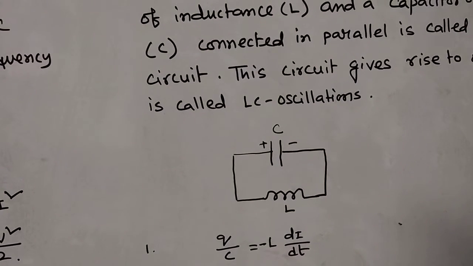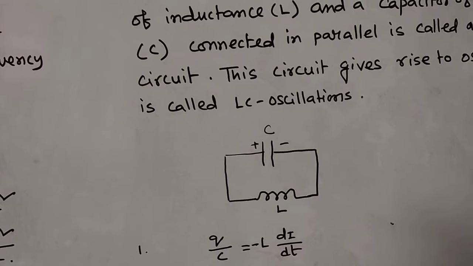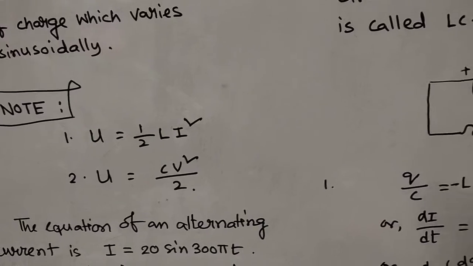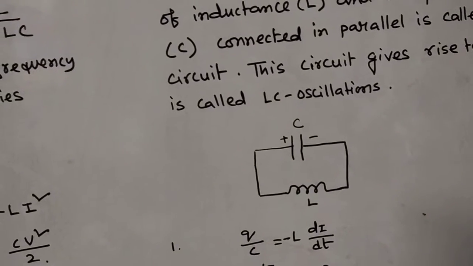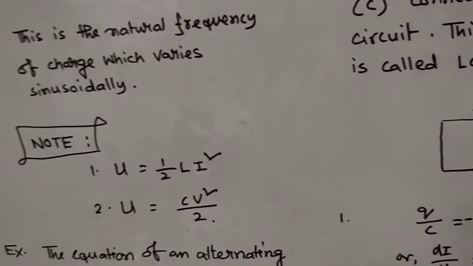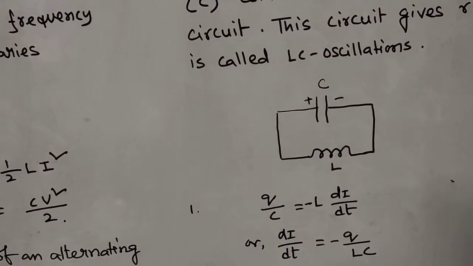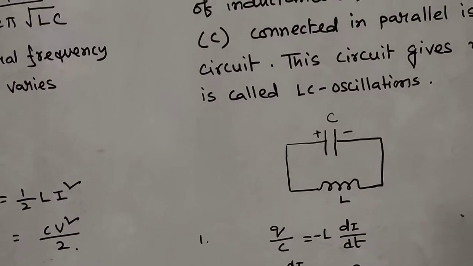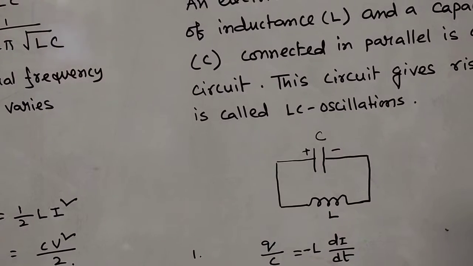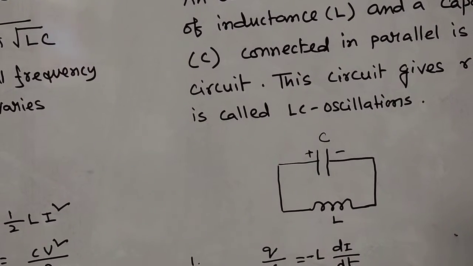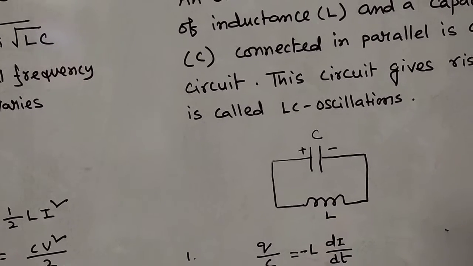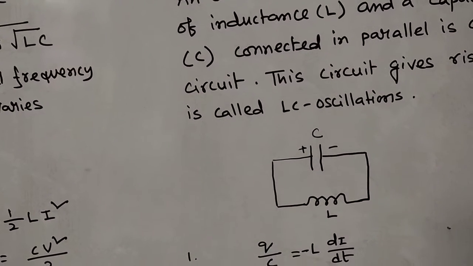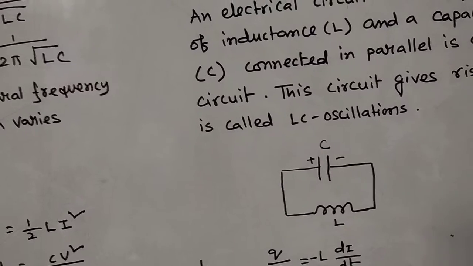As it starts discharging, the energy stored in the capacitor decreases by the equation U equal to CV square by 2. When the capacitor starts discharging, current starts flowing, and as a result the energy across the inductor increases by the equation half L I square. That discharging produces current, and that current increases the magnetic energy stored in the inductor but simultaneously decreases the energy stored in the capacitor.